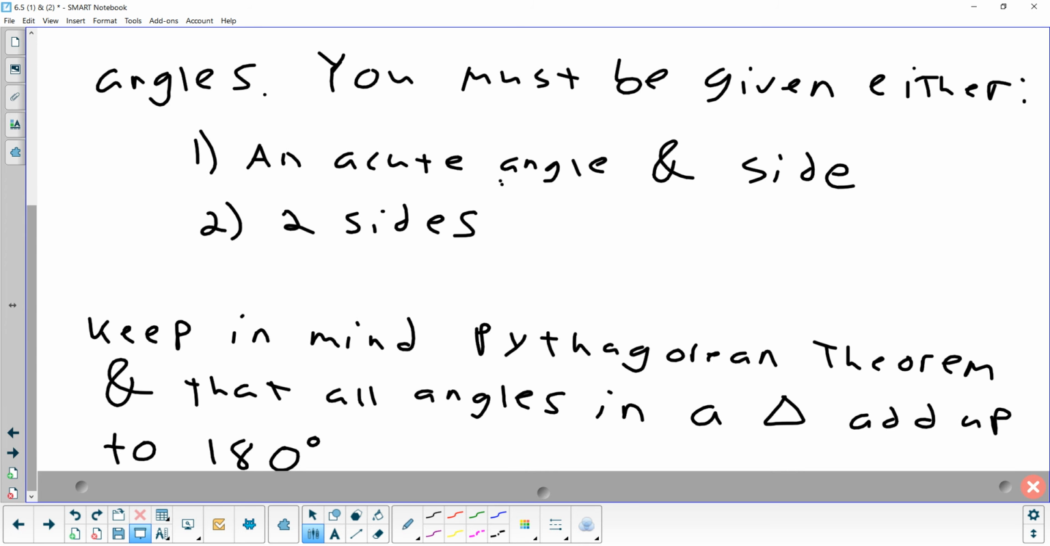So a couple things to keep in mind as we solve triangles. All the angles in a triangle have to add up to 180, so that's an important piece of information. And the Pythagorean Theorem is something that may come up as well. So we're going to just take a look at an example. We're going to do case 1 first. I'll give you an angle and a side, and you're going to have to figure out everything else in the triangle.